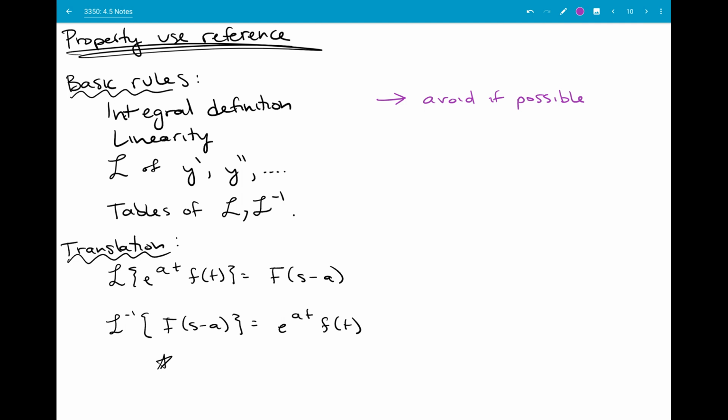We also covered the linearity property, which you should be able to use without thinking. You should see Laplace transforms of linear combinations of things and immediately know you can break them apart. That should be the easiest part of any Laplace transform problem. L of y prime, y double prime, and so on will come up a lot. Just be careful about signs.